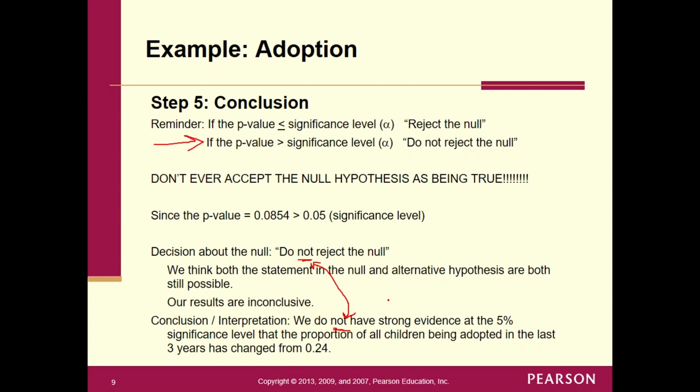So we do not have strong evidence at the 5% significance level that the proportion of all children being adopted in the last 3 years has changed from 0.24. We don't have convincing evidence at that point. We're not sure what's going on: it could be greater than 0.24, it could be less than 0.24, it could be equal to 0.24, and we don't know which one it is at this point. That's what's going on here in this particular problem.